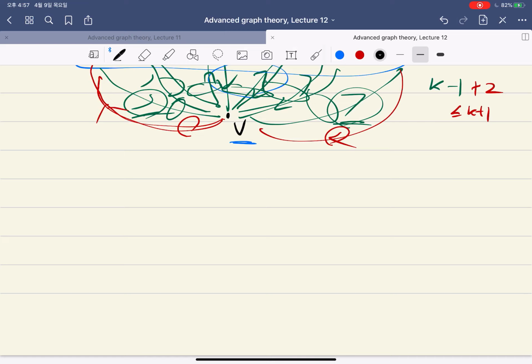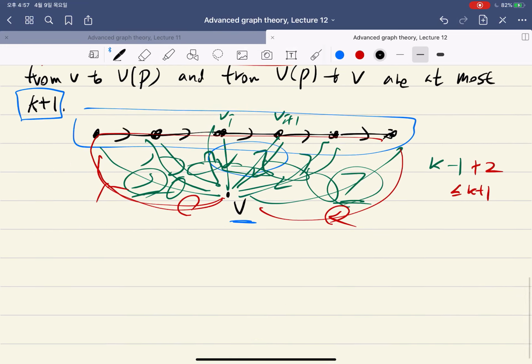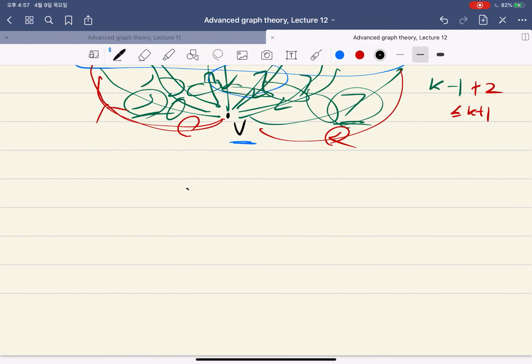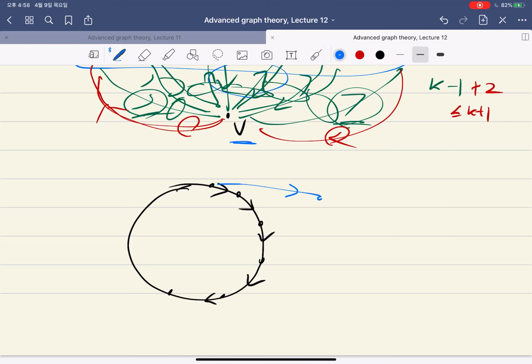Now with this, how we want to prove this Meyniel theorem is roughly the following. So we want to take, say, the longest cycle. And this is the longest cycle. And then if this is not a Hamilton cycle, then what we do is we take some path outside which connects some two vertices here, which is as close as possible.